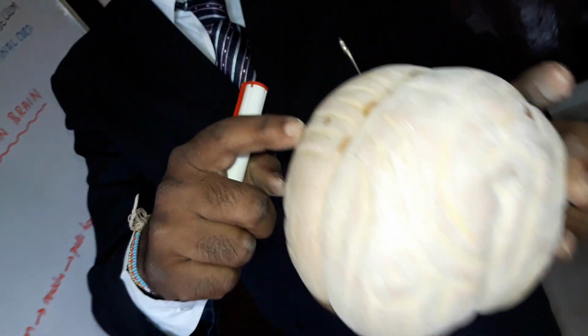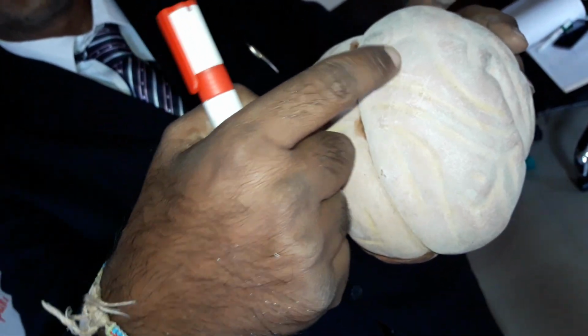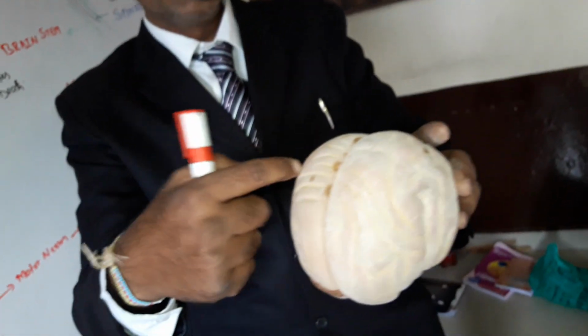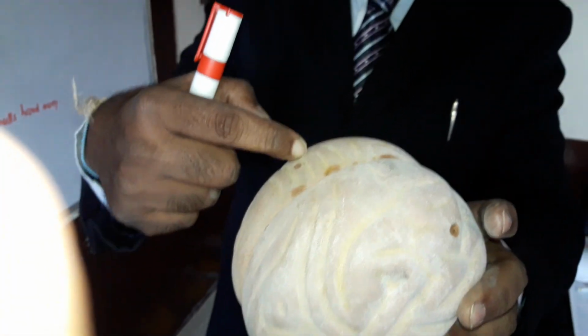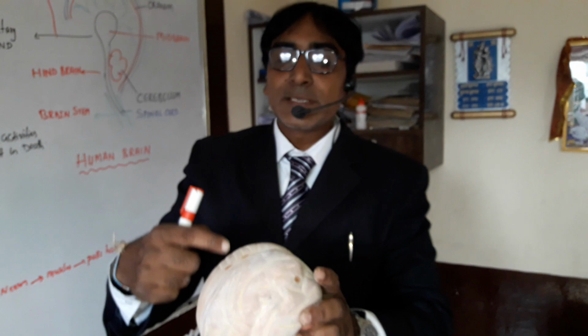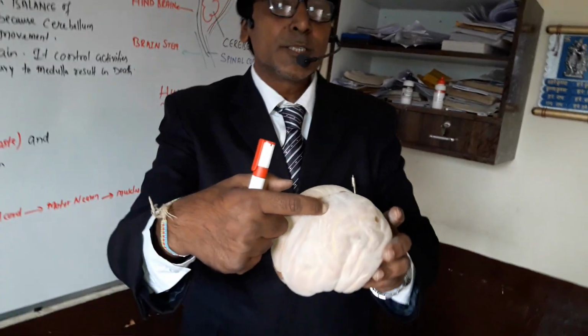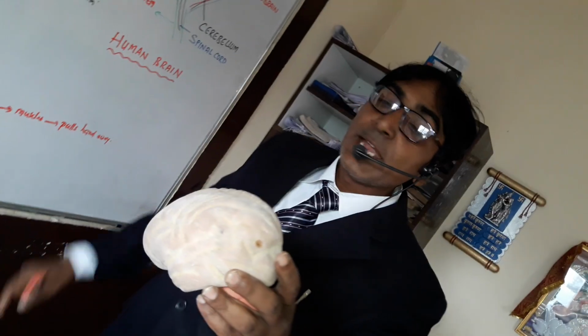Now this cerebrum is divided into two halves. You can see the two halves, and these are the grooves in between. This is the right part and this is the left part. The left hemisphere is called the left cerebrum, and the right hemisphere is called the right cerebrum.